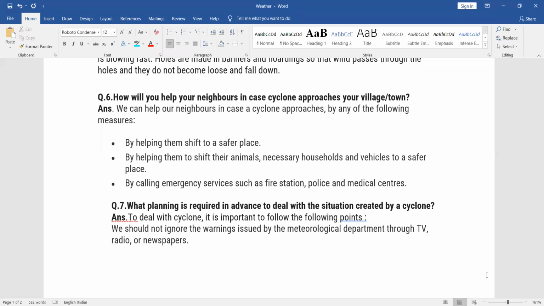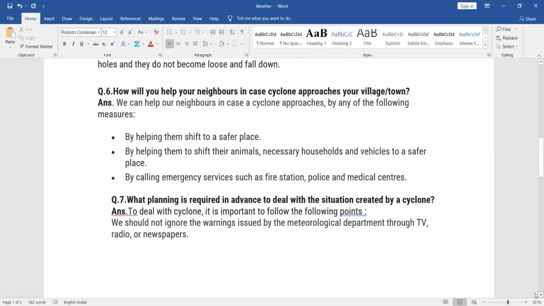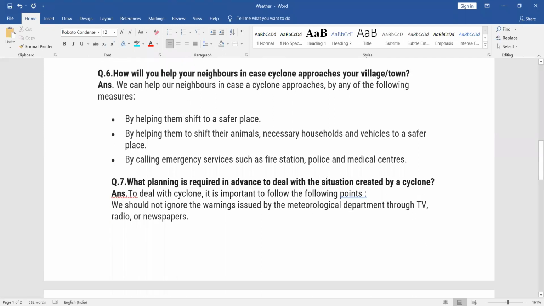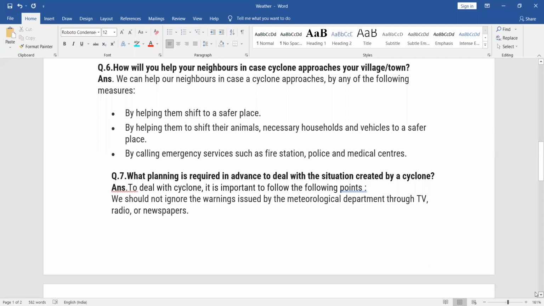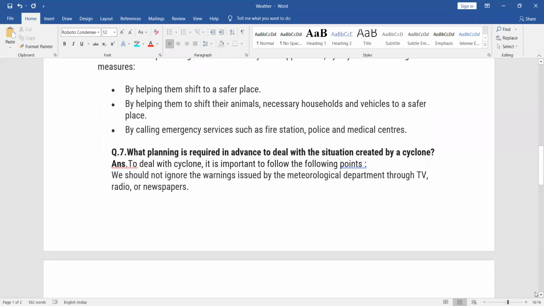Okay, if someone is in danger or has some problem, we have to keep ourselves safe also, and we have to help them too. Whenever there is this type of disaster, we have to help others also. Yes, now see the next question, question number 7.